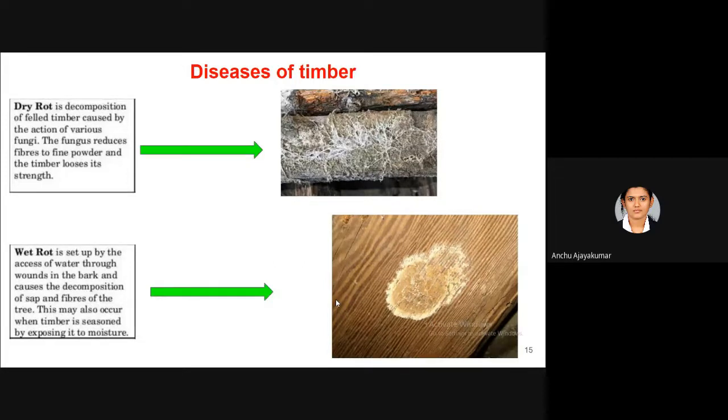What is wet rot? It is set up by the access of water through wounds in the bark. We have our outer layer of bark. So water is penetrating into the center, into the timber through the bark, and starts decomposing the sapwood area and the fibers of the tree. That will result in the wet rot condition. It can also occur during the seasoning process of the timber, when exposed to moisture. So these two are the diseases of the timber.